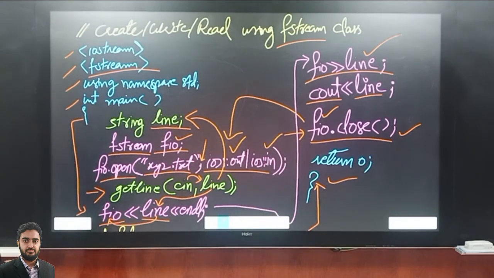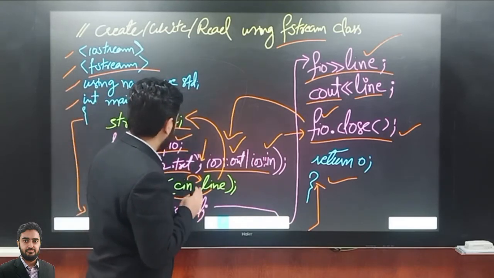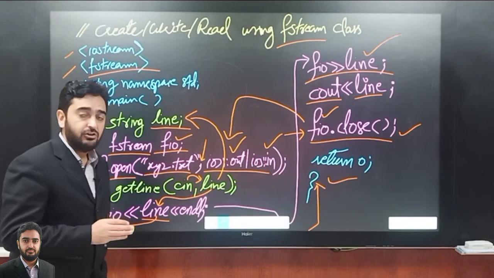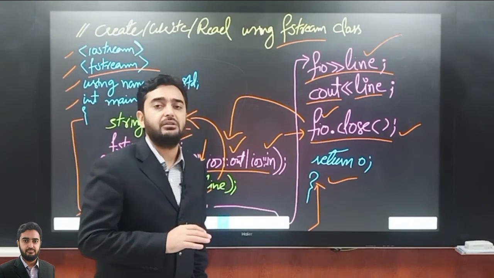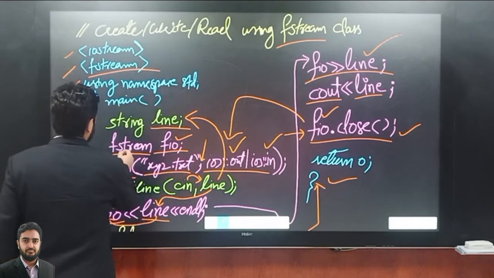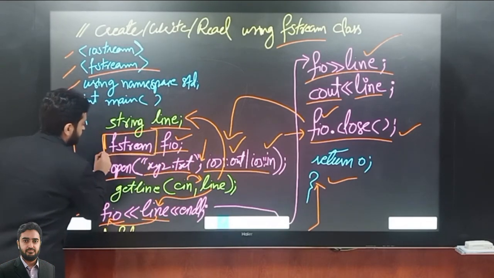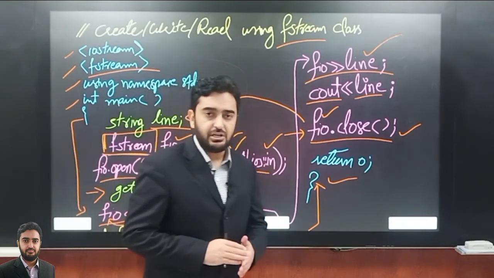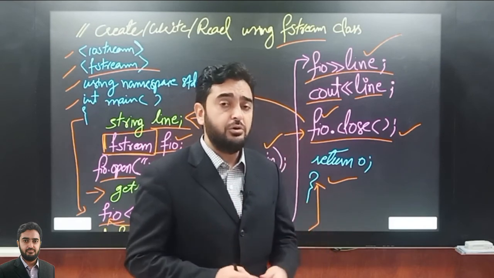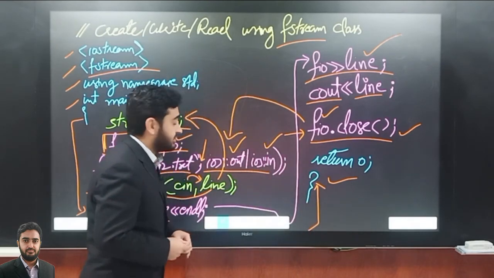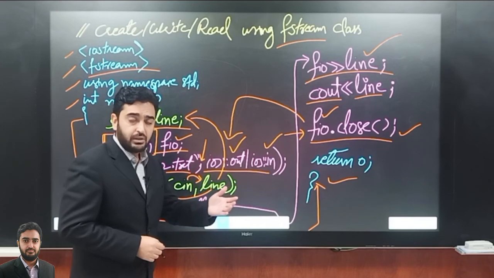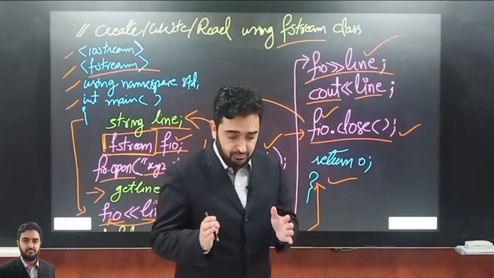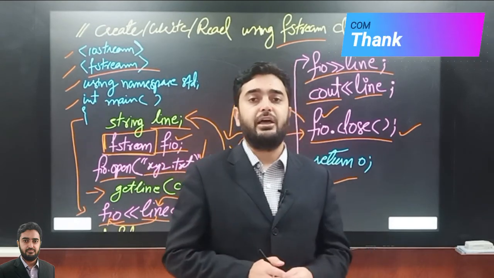So here you have seen how we can create a file, write something in it, read from it and print it on the console screen using only the fstream class. We can use ifstream, ofstream, or fstream to create a file, write in the file and read from the file, so that our data may be permanently saved in the drive of our computers.